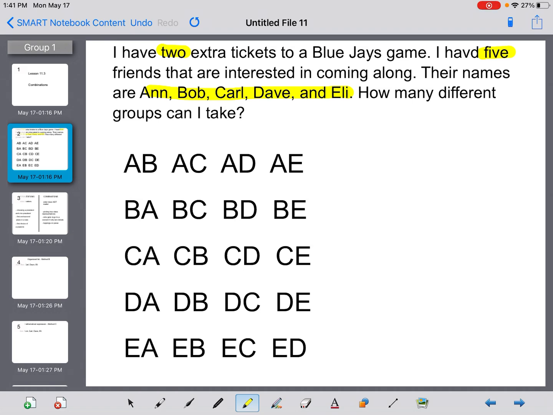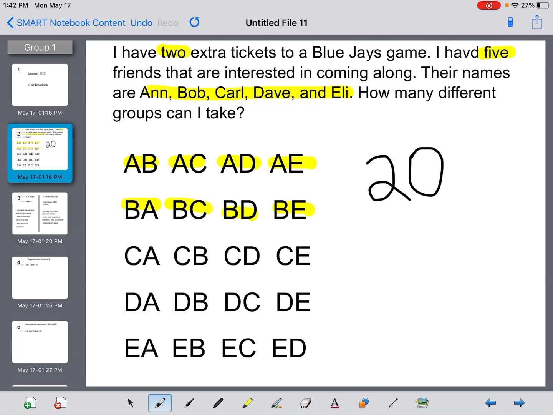So what I've done is I've created a sample space where I've put together, Anne and Bob, Anne and Carl go, Anne and Dave go, Anne and Eli go. Then Bob and Anne go, Bob and Carl, Bob and Dave, and Bob and Eli. And I keep going. And I've created this sample space, and I've noticed that I actually have 4, 8, 12, 16, 20. I have 20 different groupings that I can take with me to this Blue Jays game. So that's creating a sample space.